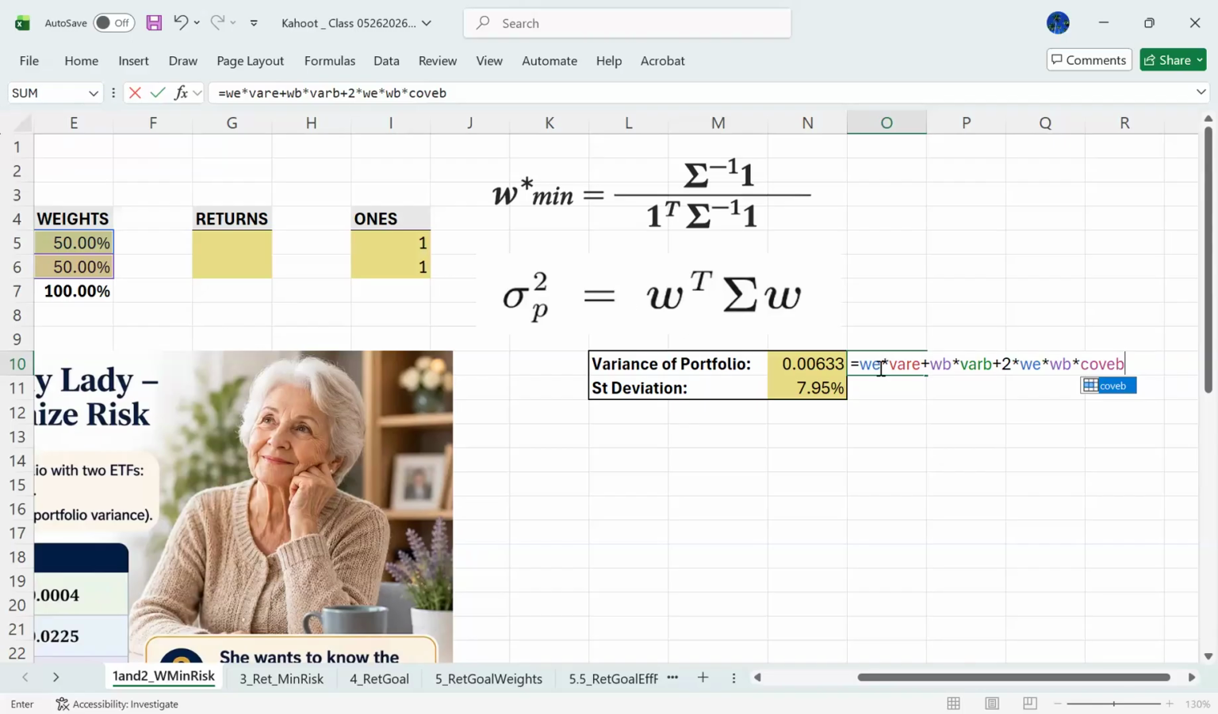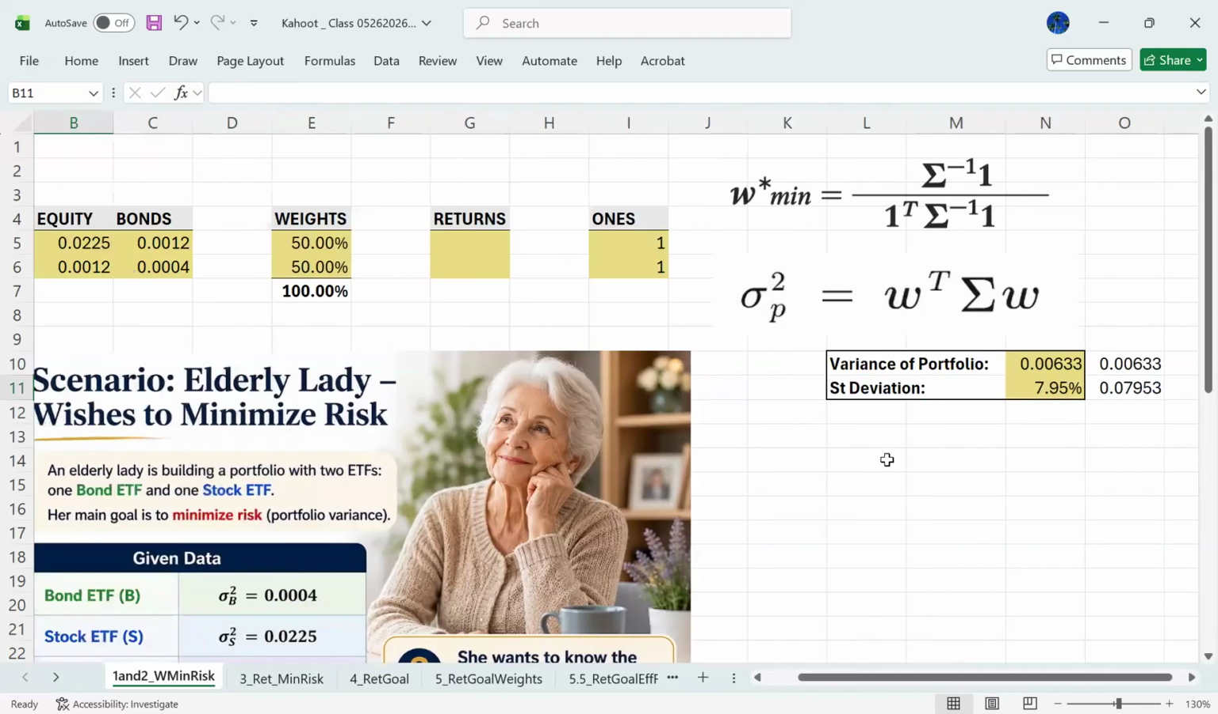Okay, I'm missing, of course, weight of equity should be weight of equity squared. Now that is the formula. Weight of equity squared times the variance of equity plus weight of bonds squared times variance of bonds plus 2 times weight of equity times weight of bonds and covariance of the two. And then if we press enter, we are getting the same number, and therefore we are getting the same standard deviation as well.